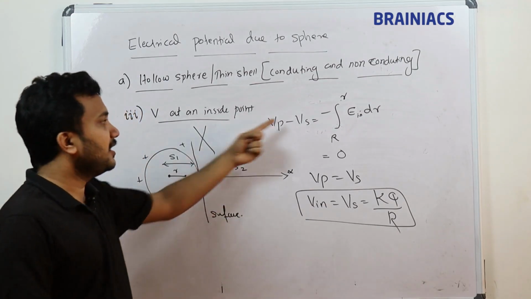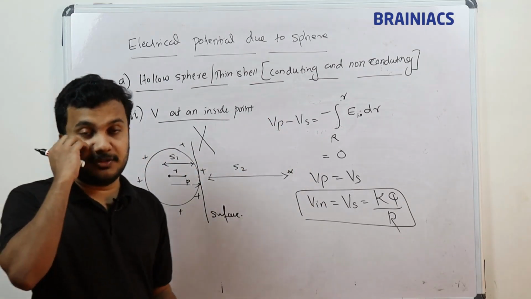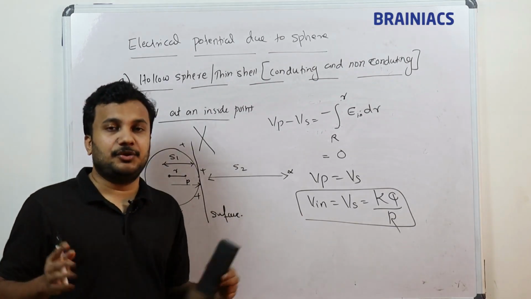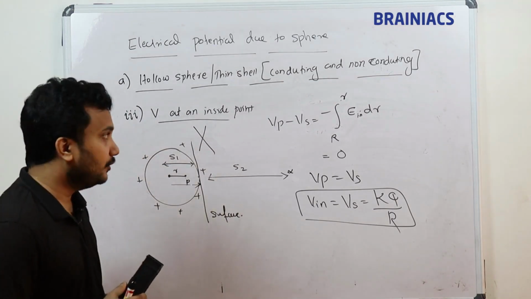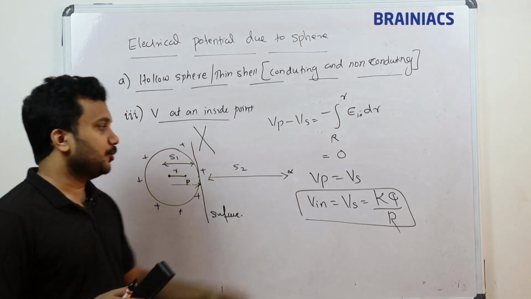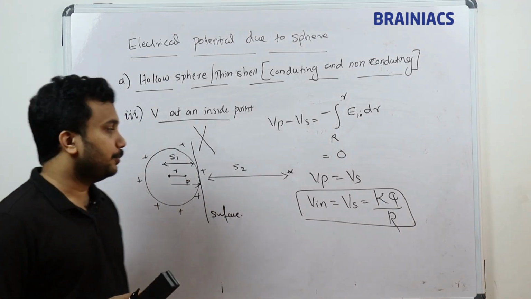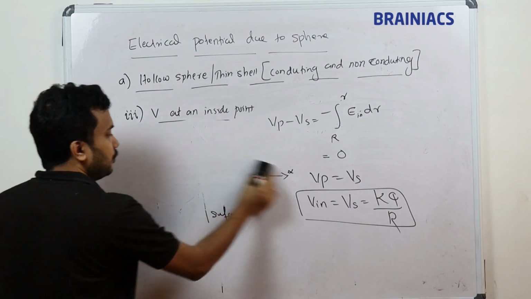That's why we are not taking an infinite point, because if there are abrupt changes, as I told you in the last topic, you cannot use integration as such. There are some limitations. So that's why we are using the surface point and the inside point. So we got the potential at the surface equal to the potential at inside. Okay, so we'll close this one.